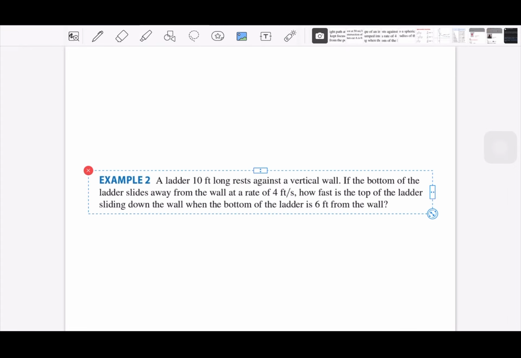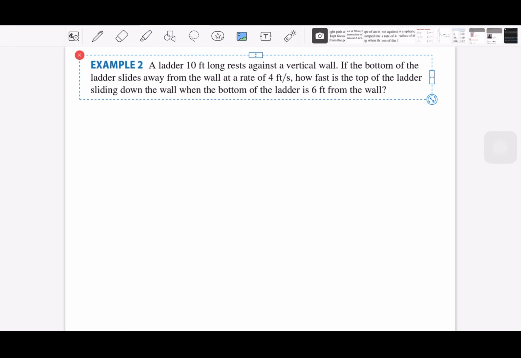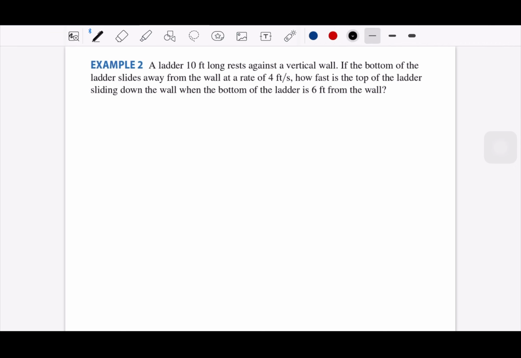Okay, the next one, I give you this example 2. Example 2, you have a ladder. So let me just give you this and see if you understand what the problem is. So a ladder of 10 feet rests against a wall. So it means that you put your ladder here.